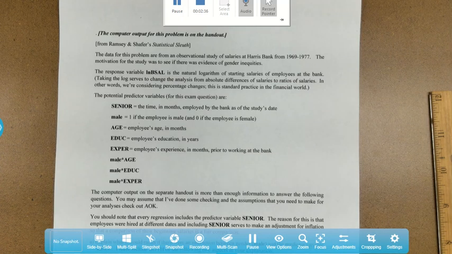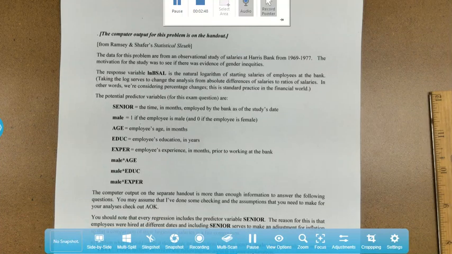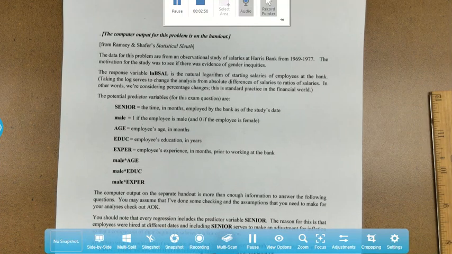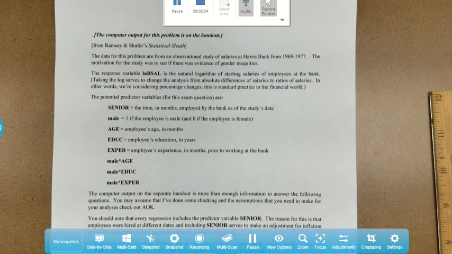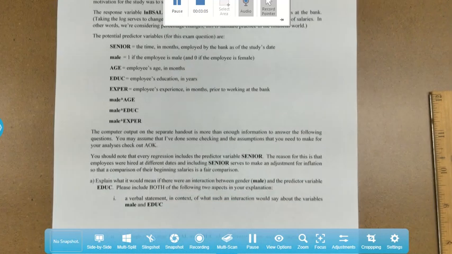So let's take a look at the computer output. It says the computer output is more than enough information to answer the questions. Again, we should go through and check the assumptions, with residual analysis. It says it's okay. And every regression includes the predictor senior. The reason is that the employees were hired at different dates, and including senior serves to make an adjustment for inflation so that the comparison of their starting salaries is fair.